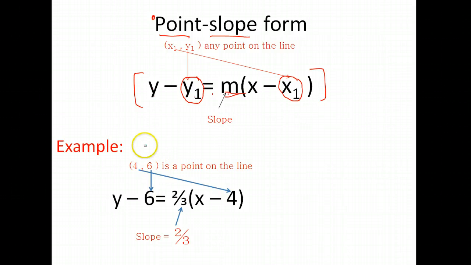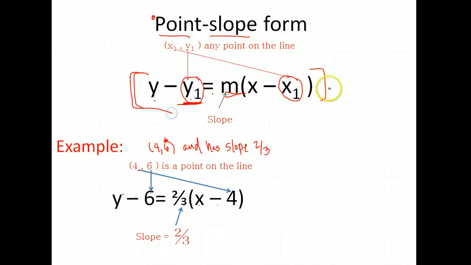So, for example, if we were asked to write the point-slope form equation of a line that goes through the point (4, 6) and has slope of 2/3, this is how it would look. It's supposed to be y minus y1. And remember, the y1 is the y from our point. So it's y minus 6, the y from our point, equals m, our slope was 2/3, times x minus the x from our point. Now the x from our point was 4. So this is how you put it together.